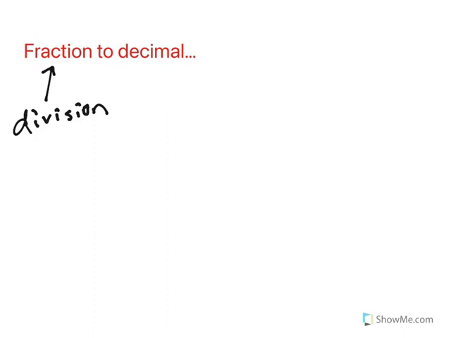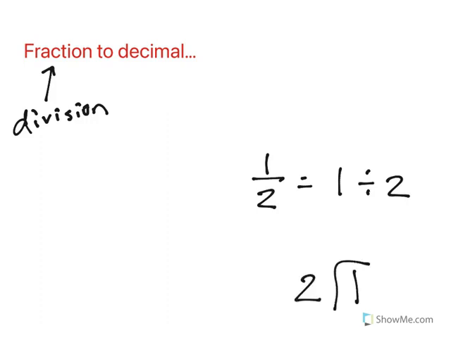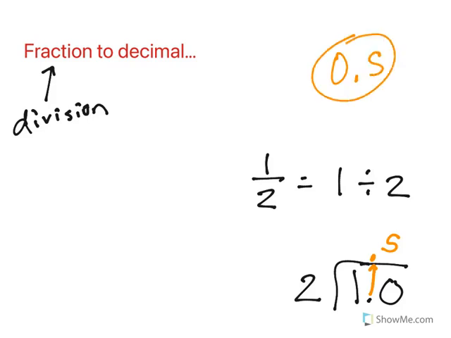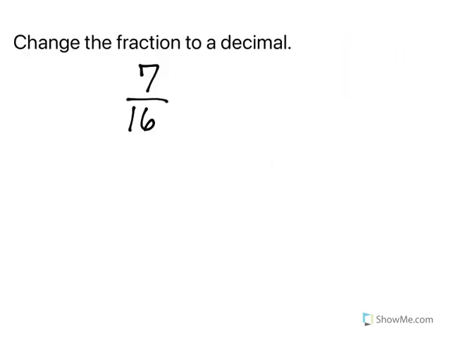So when we see a number like 1 over 2, this is the same as 1 divided by 2. You can either punch that into your calculator, or you can use long division, which we will do here in this video. So remember, the decimal goes up, and then 2 goes into 10 5 times. So 1/2 is the same as 0.5. Let's do some of those.